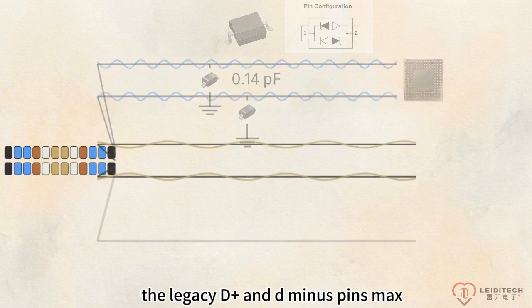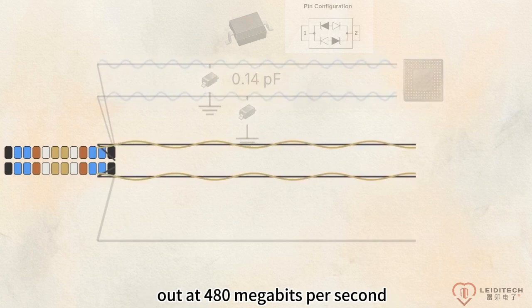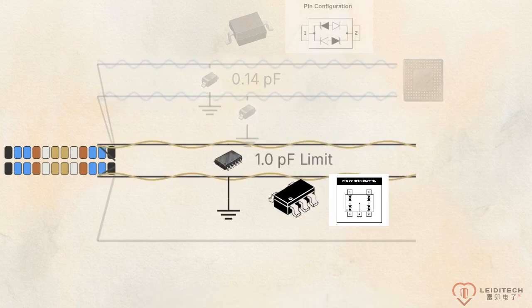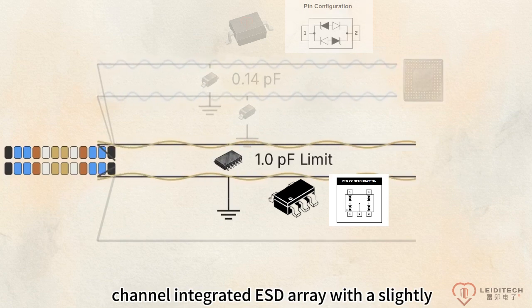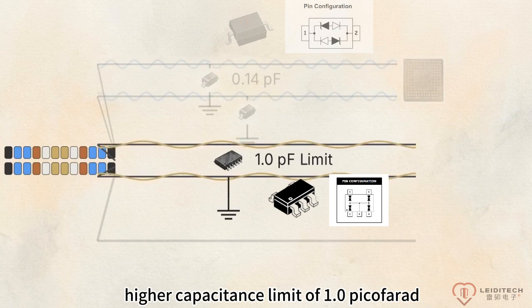The legacy D+ and D- pins max out at 480 megabits per second. Because the speed is lower, we can consolidate our parts and use a 4-channel integrated ESD array with a slightly higher capacitance limit of 1.0 picofarad.